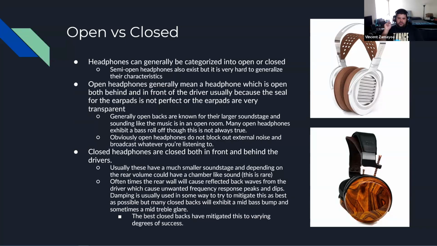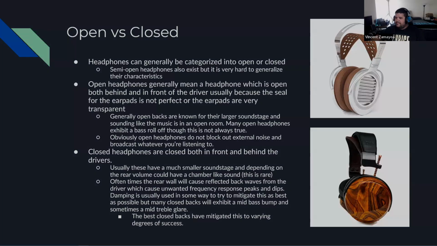Oftentimes, this chamber in the back will have reflected back waves that'll cause unwanted frequency response peaks and dips. Usually they use damping to try to mitigate this. But generally speaking, a lot of closed backs will have a mid bass bump and then some mid treble glare. Though the best closed backs have done a very good job at mitigating this. But as a generality, this is not true. You can hear a closed back and definitely tell the difference.